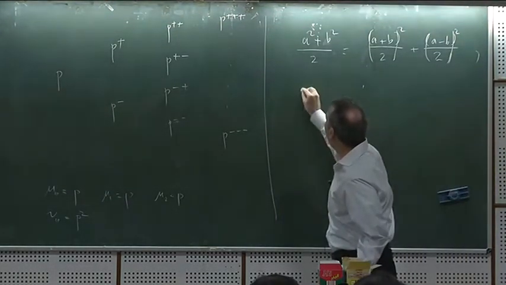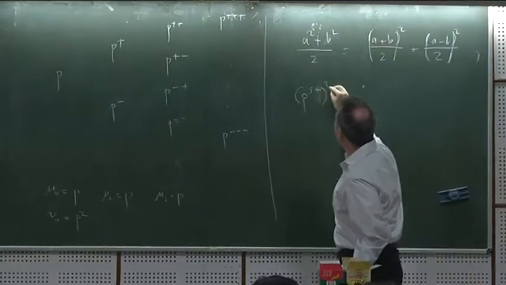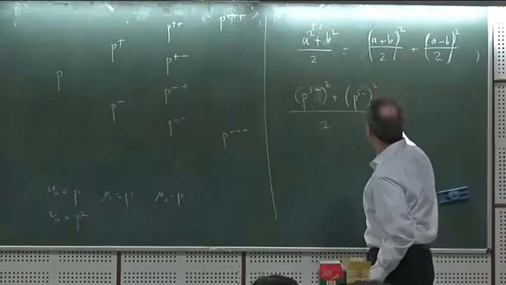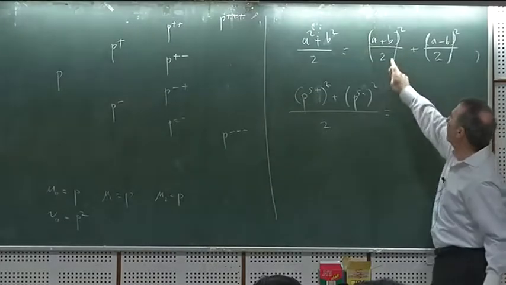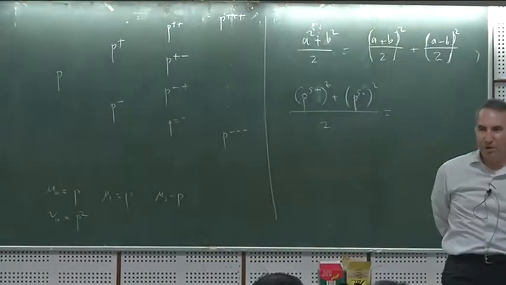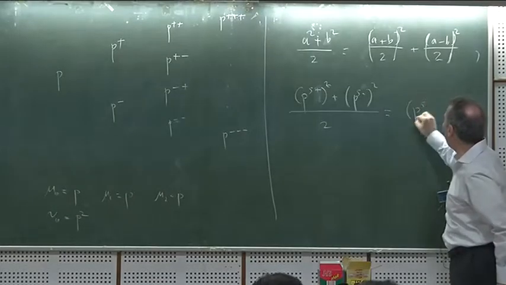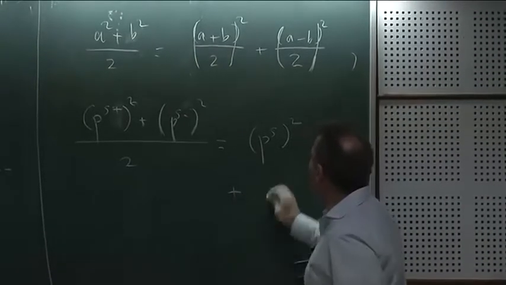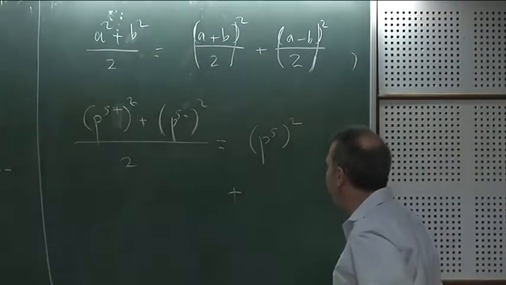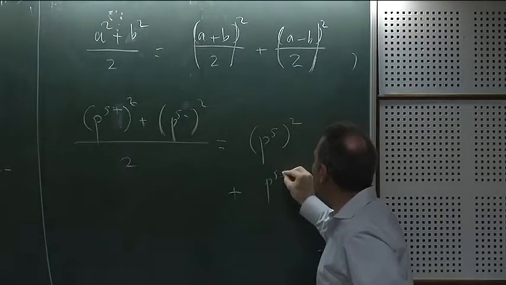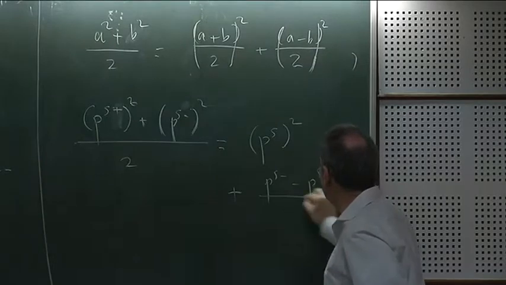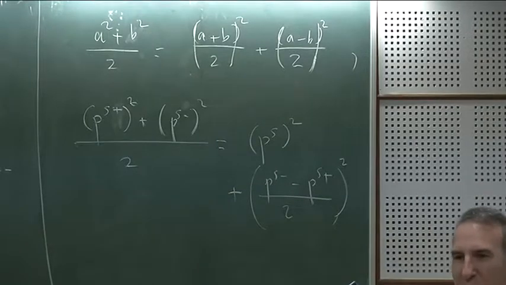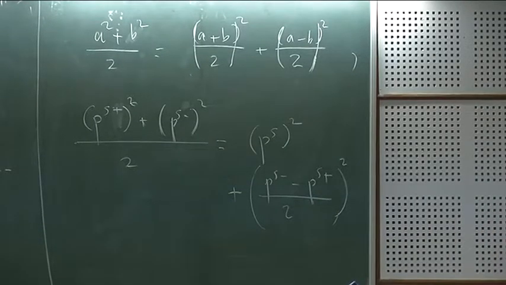So if I take the square of ps plus and the square of ps minus, divided by 2, here I'm going to have the average of the ps minus and ps plus, which is ps squared. And I'm going to have here something which is ps plus minus ps minus, divided by 2, squared. So the difference between the plus and the minus versions of ps, divided by 2, and then squared.